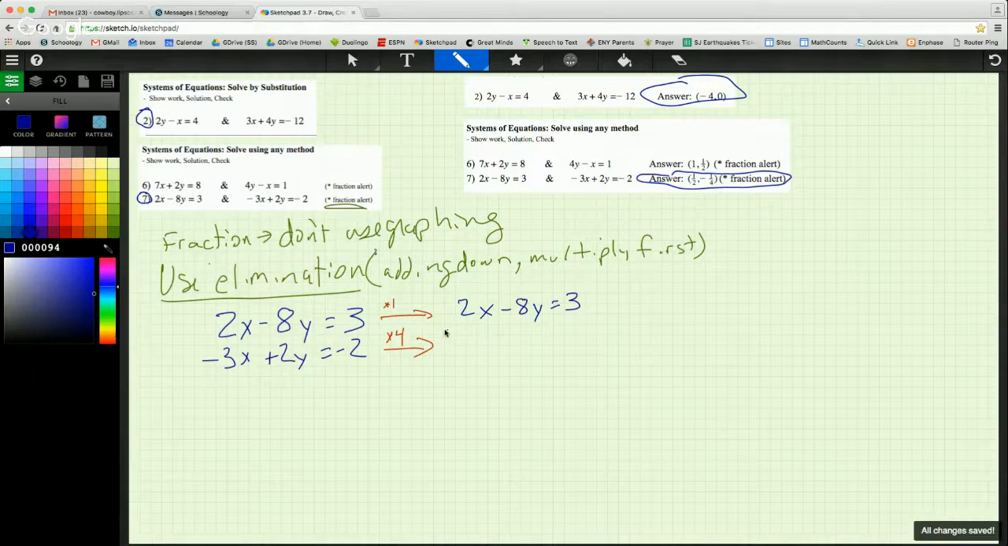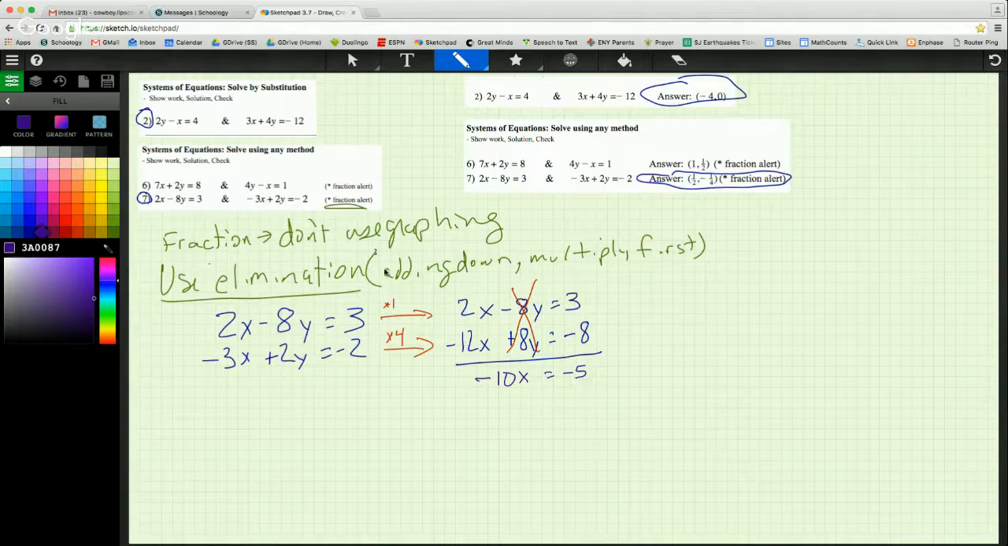I'm going to multiply the bottom one by 4, and I get negative 12x plus 8y equals 4 times negative 2, which is negative 8. So now if I add down my y's, notice how my y's are going to cancel. And I get 2x and negative 12x is negative 10x equals negative 5.